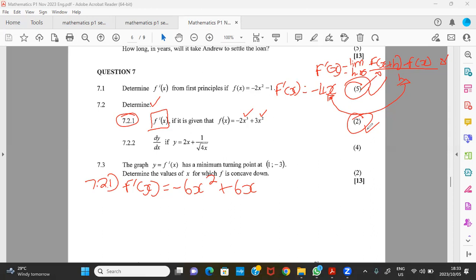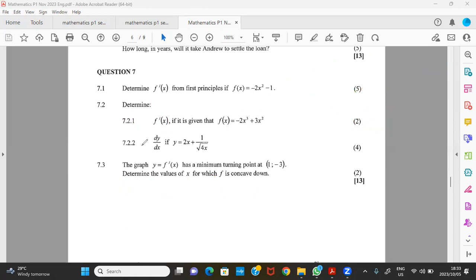Okay, so that was 7.2.1. So already, by virtue of doing this question, you already should have 7 marks, because so far we have looked at it. So already you should have 7 marks. So let's look at 7.2.2 now.